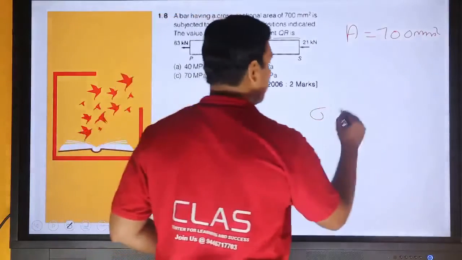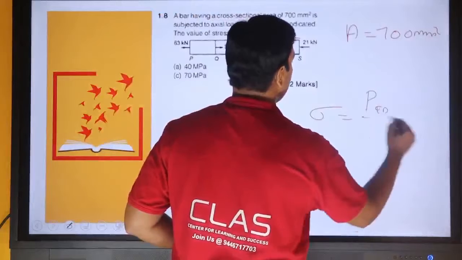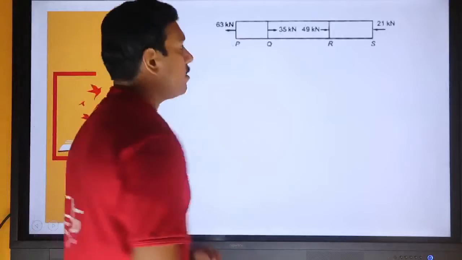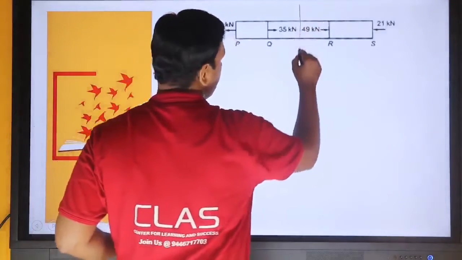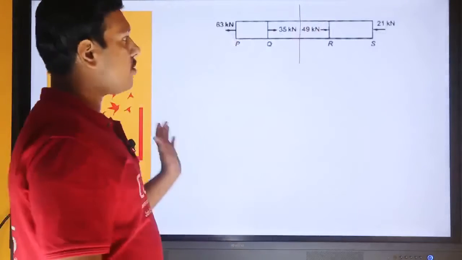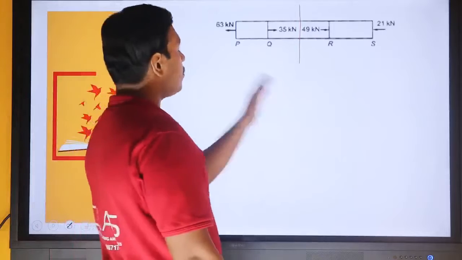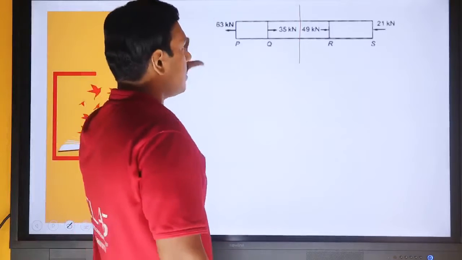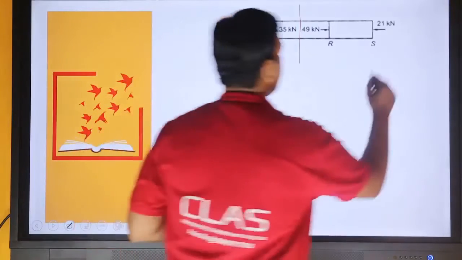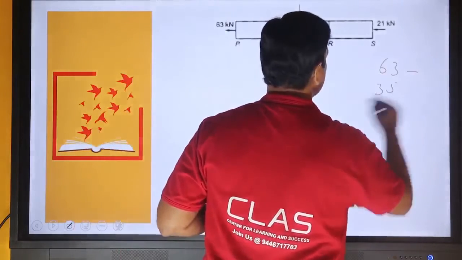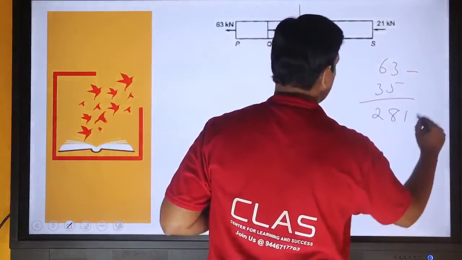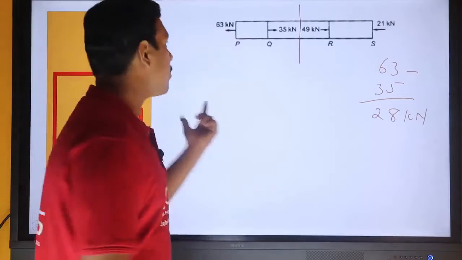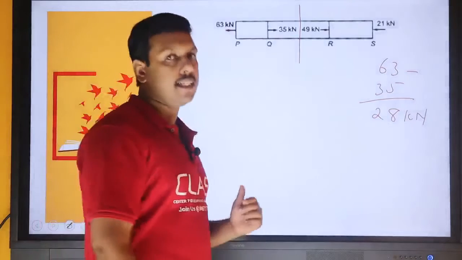Stress is equal to load acting at QR by area of cross section. Now we need to find out the load acting at QR. I am considering a section in between Q and R. Then the sum of forces towards left or right of the section. I am considering towards left of the section. Towards left of the section, 63 kilonewton is tensile and 35 is compressive. Therefore, 63 minus 35 is equal to 28 kilonewton, and the direction is the direction of the force with the higher magnitude. Here 63 is tensile, therefore 28 is tensile.